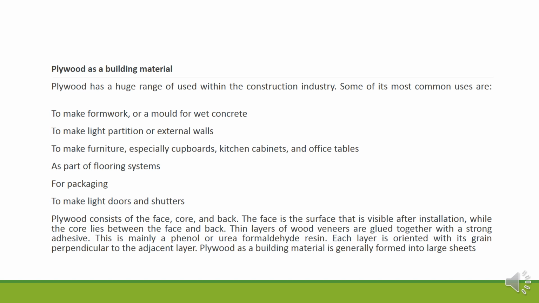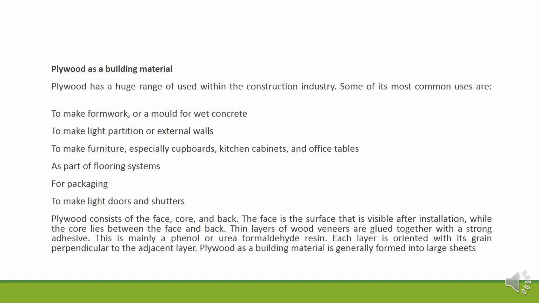So, plywood as a building material. Plywood has a huge range of use within the construction industry. Some of the most common uses are as formwork, mold for wet concrete, to make light partitions or external walls, to make furniture, especially cupboards, kitchen cabinets and office tables. As part of a flooring system, for packing, to make light doors and shutters. These are some of the uses of plywood.